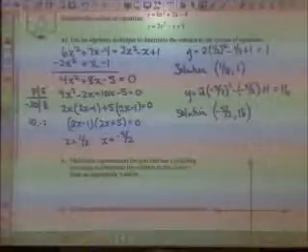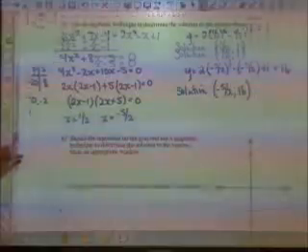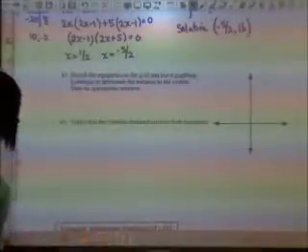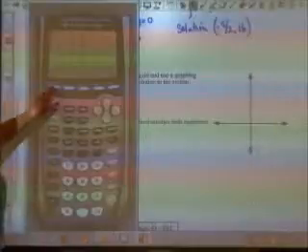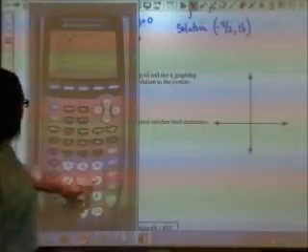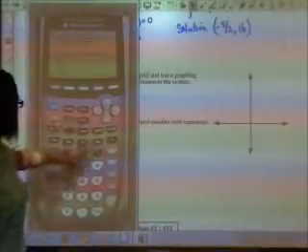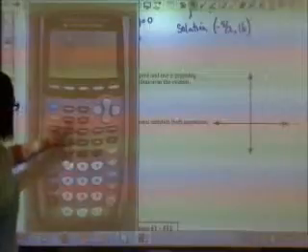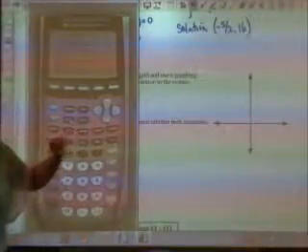Okay? So then it says, sketch the equations on the grid and use a graphing technique to determine the solution to this system. State an appropriate window. So what I would have to do is grab my calculator. So y equals 6x squared plus 7x minus 4. And then 2x squared minus x plus 1.